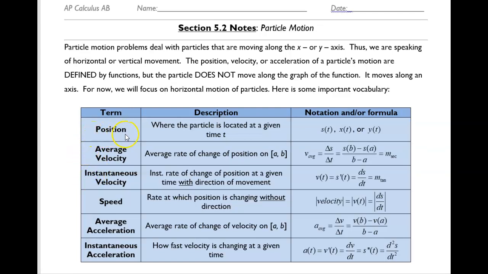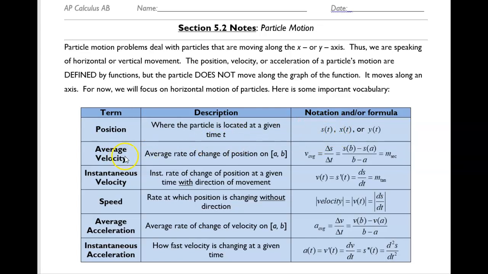So some important vocabulary. The first is position. That is where the particle is located at a given time t. So you'll often see this as s of t, x of t, or y of t. So x of t if it's moving horizontally along the x-axis, y of t vertically, and s of t is just kind of a general position equation.